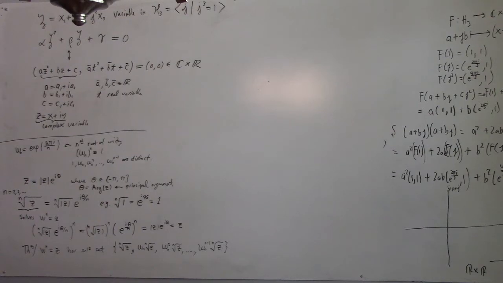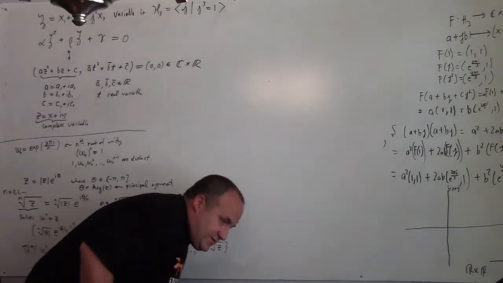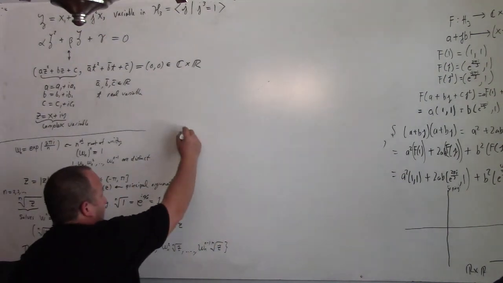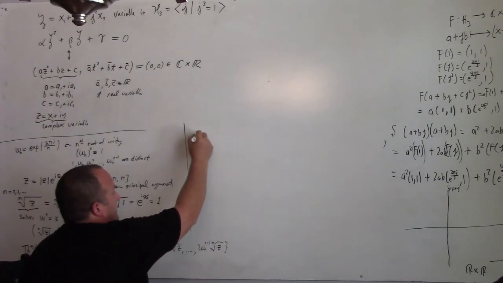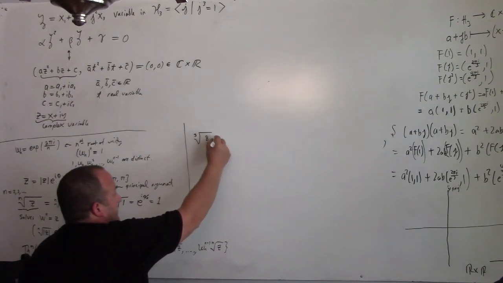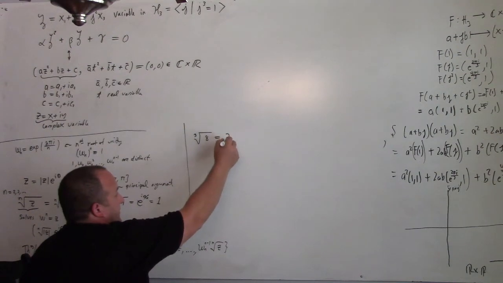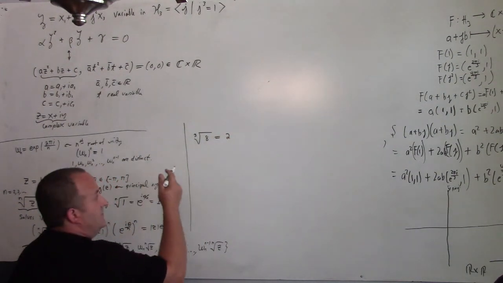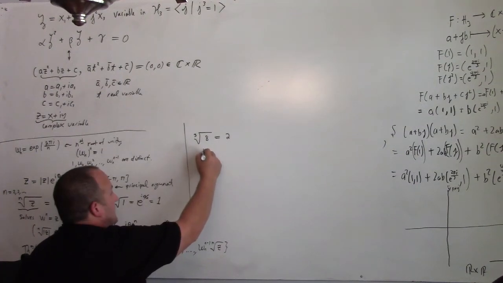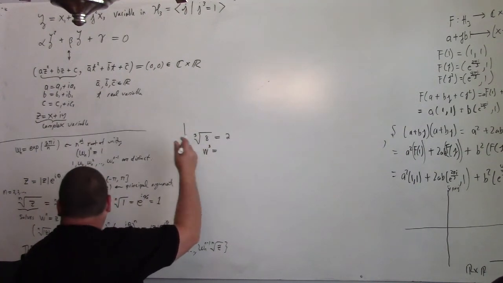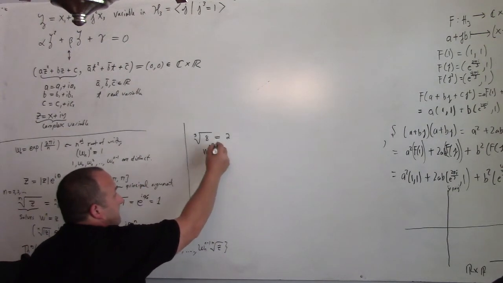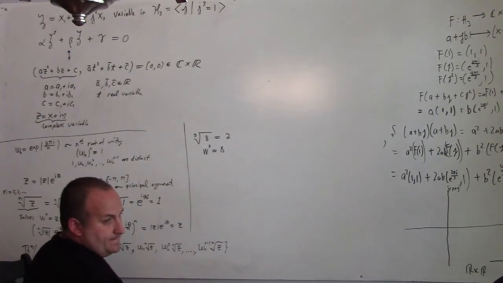For what it's worth, it also tells you how to factor the polynomial w to the n minus z. Now, let me make this less esoteric. Let me show you how this plays out in a specific example. The cube root of 8 is 2, right? So I want to find all the solutions. I want to solve w cubed equals 8. Do the same thing: w equals 2.